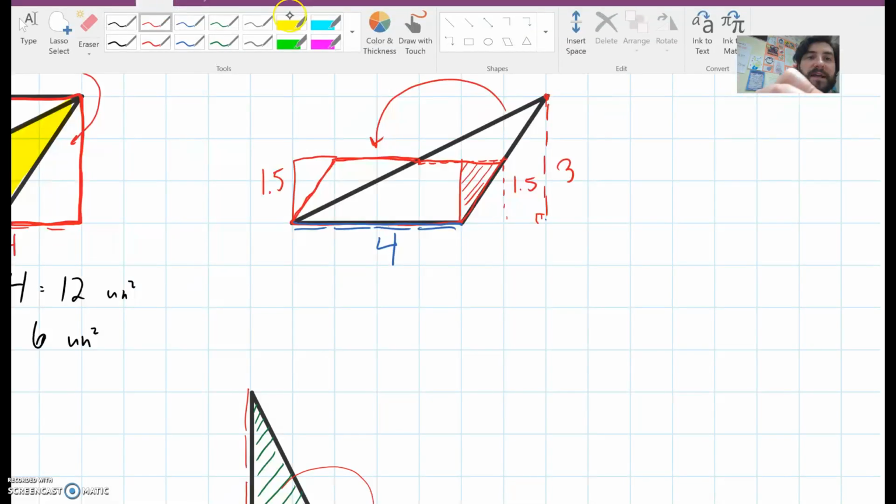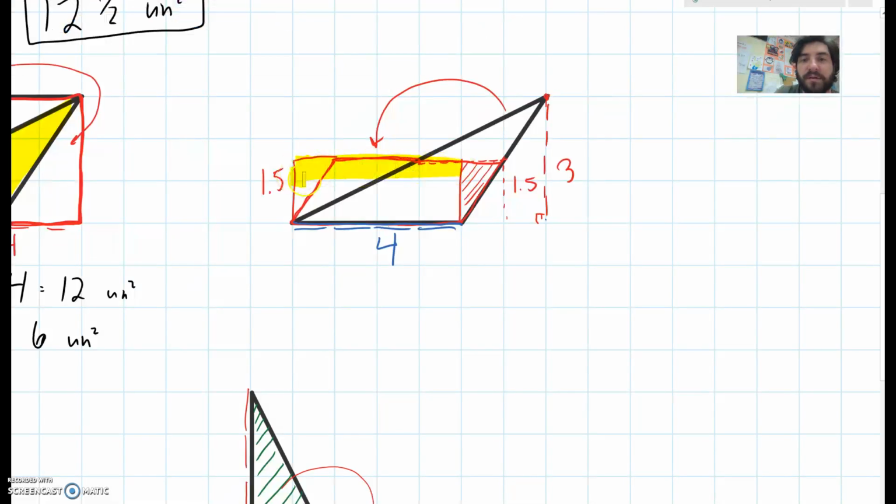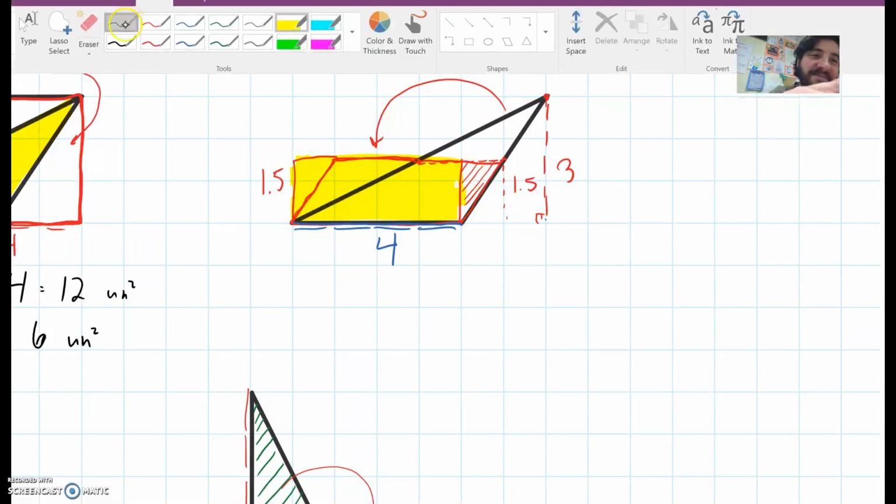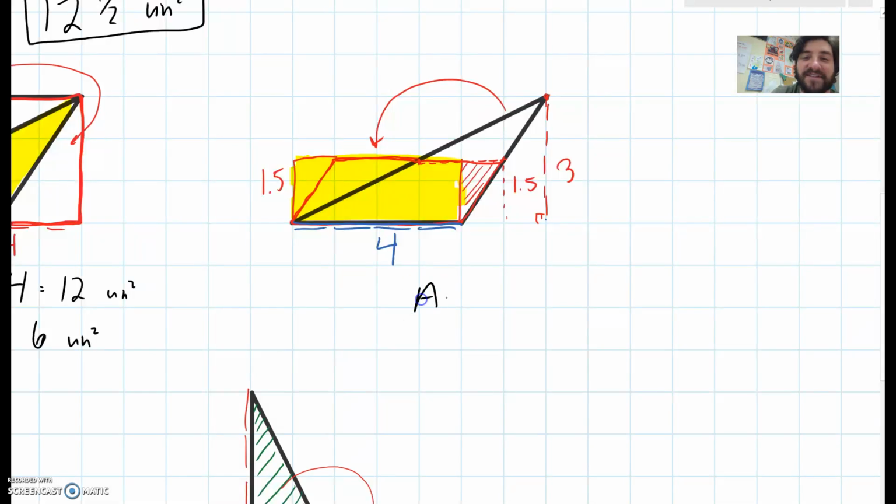So if you want to find the area of the triangle, if you cut the height in half and do some maneuvering, you should get the area of the triangle, which is 4 times 1.5. If you do 4 times 1, you get 4. And 4 times 1/2 gets you 2. So 4 times 1.5 is 6, which is 6 square units.